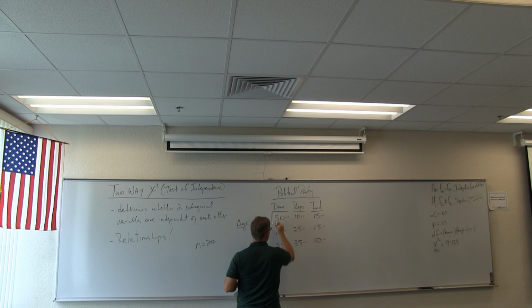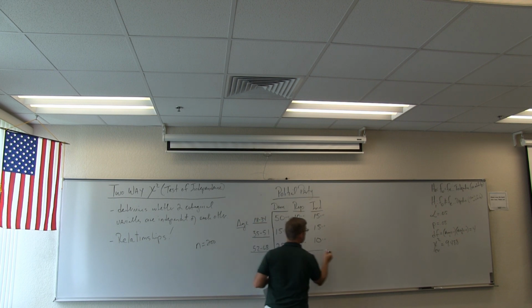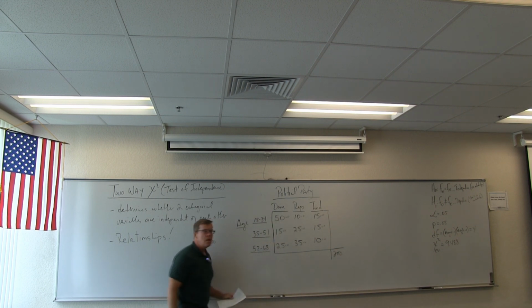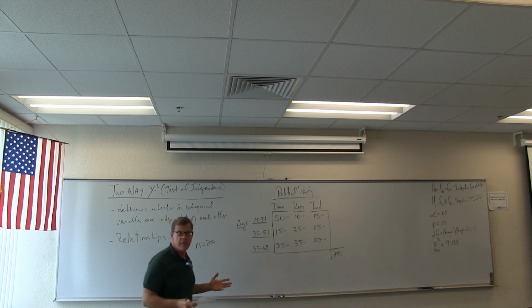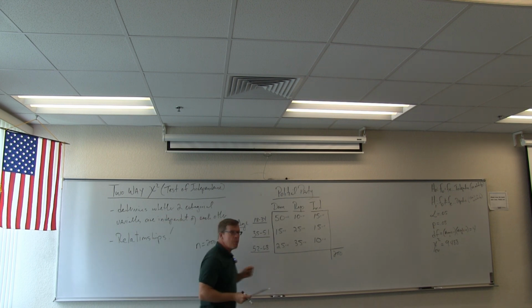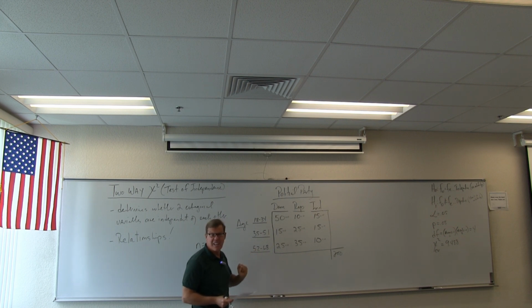And I'm just going to do this. And we have 200 total subjects. Now, if you look at chapter 11, lots of examples of this, but it will tell you that there's a special way that we determine expected frequencies in this two-way chi-square. And watch very closely. We have to do this 9 times.